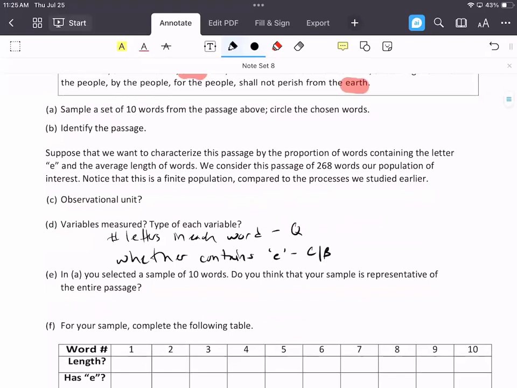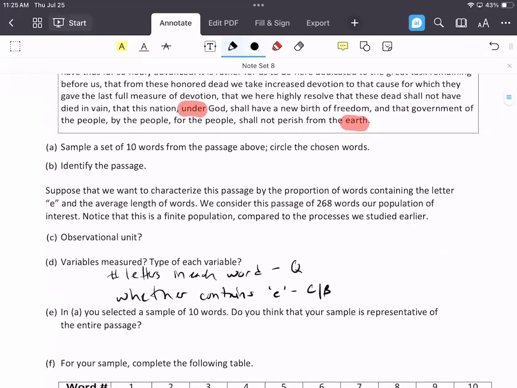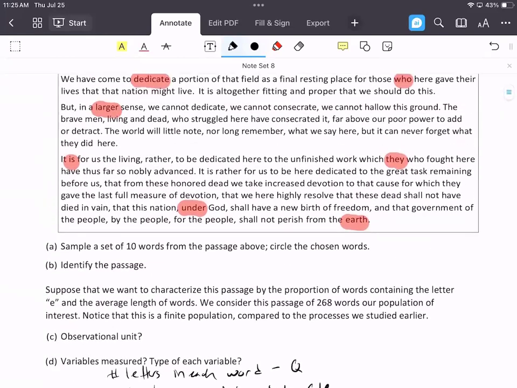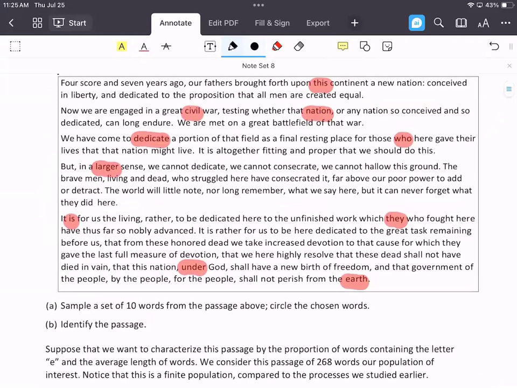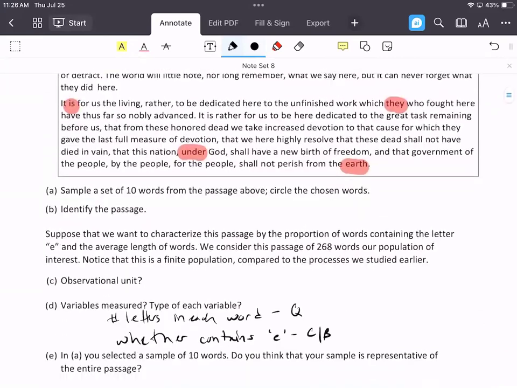Do you think that your sample is representative of the entire passage? Do you think you chose words that represent every word in the passage? Don't know. It'll be interesting. We're going to investigate that as we go along. My gut reaction is probably no, but I don't know. I just chose words, so let's see what happens.